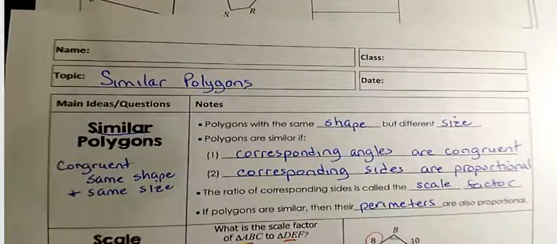So they're changing size, but it has to change in a specific way, and it needs two things. The corresponding angles have to be congruent, and the corresponding sides are proportional. And this ratio that the sides have is called the scale factor. So if polygons are similar, then their perimeters are also proportional. So their sides will be proportional and their perimeters. So you should stop the video right now and go ahead and get this copied into your notes.